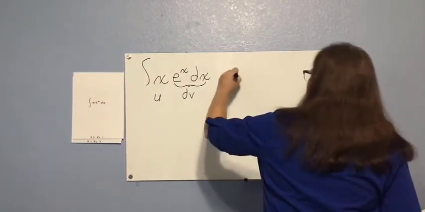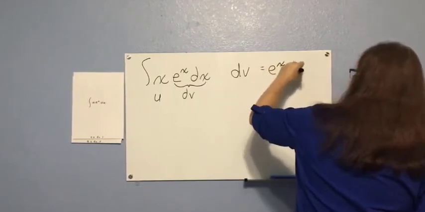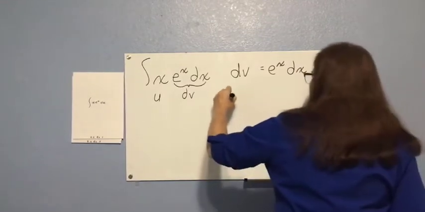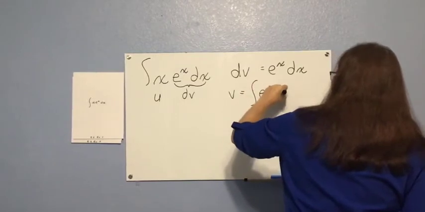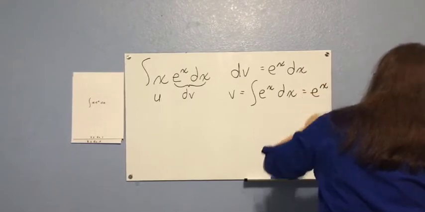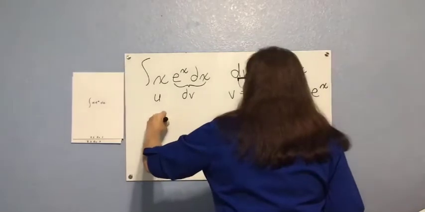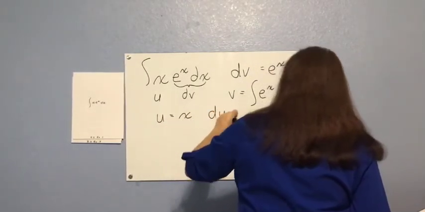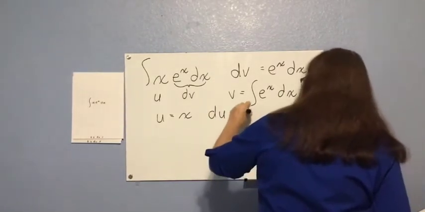Okay, so if I let dv equal e to the x dx, I know that v is equal to the integral of e to the x dx, which is just e to the x. And if u equals x, then du must be just dx.